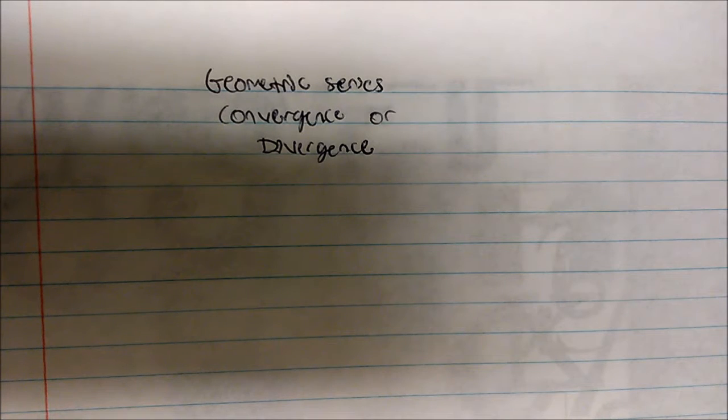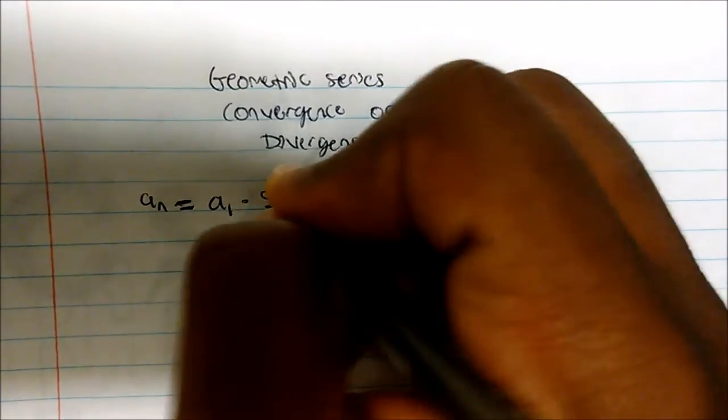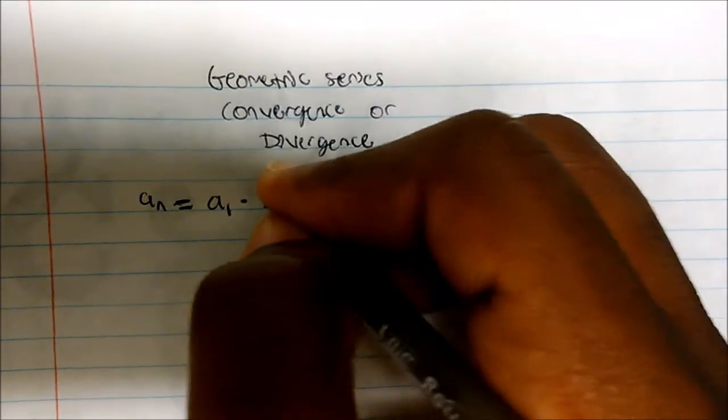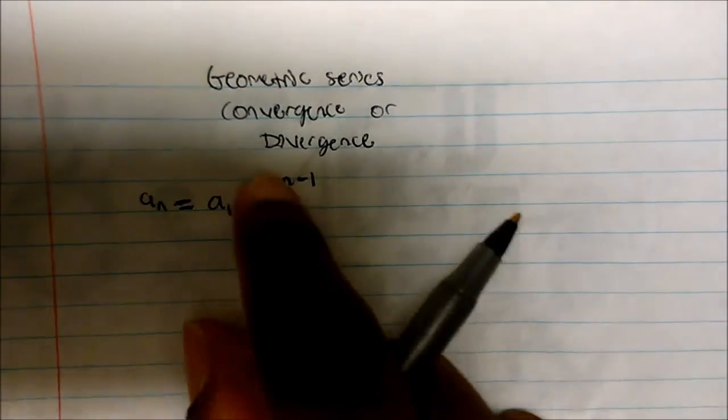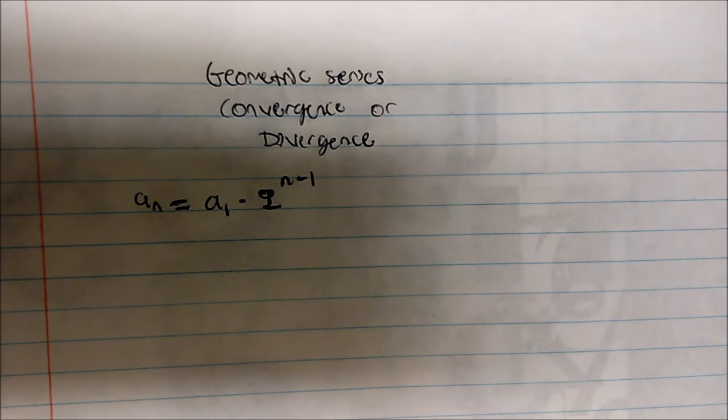In this video, we're going to talk about the geometric series and the test for convergence or divergence. The geometric series, we usually will see some number a_n. The general form is a_n equals a_1 times q raised to the n minus 1. Some books, probably yours, use r, but the variable doesn't matter, q or r.